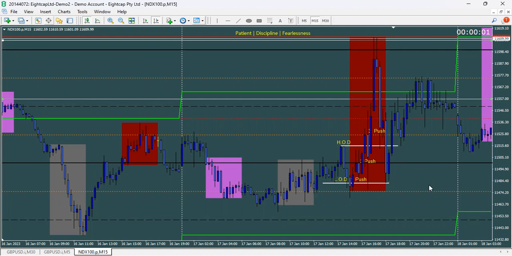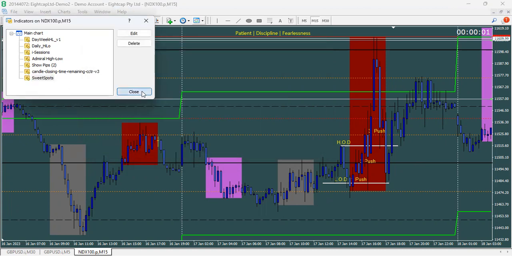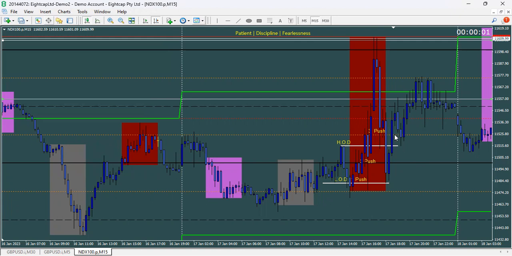But before I get into that, someone asked me what my settings were for the NASDAQ sweet spots. Here are my settings for the sweet spots indicator. You're just adding a zero to the main and sub levels. That's it, adding a zero to the main and sub levels. That's all you're doing. All right, so now I've got that out of the way.